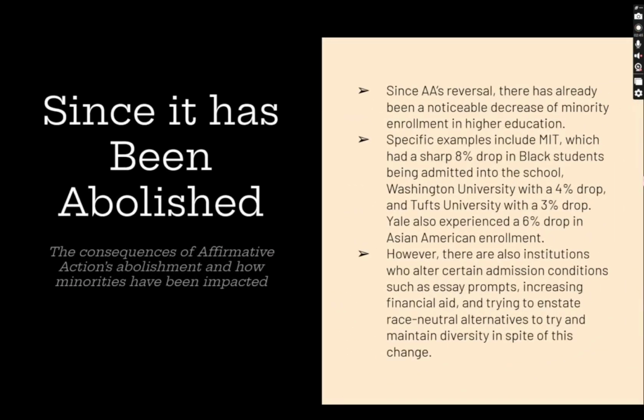Already, the abolishment of affirmative action has had impacts on particular college admissions. At MIT, there has already been a sharp 8% drop in Black students admitted to the school, along with Washington University having a 4% drop and Tufts University having a 3% drop. Along with Black enrollment, there has also been a 6% drop in Asian American enrollment at Yale. However, in spite of these drops and the supposed unconstitutionality of affirmative action, there are various other schools that try their best to maintain diversity amongst their student body by altering certain admissions conditions, such as essay prompts, increasing financial aid, and trying to implement race-neutral alternatives into their admissions and acceptance processes.